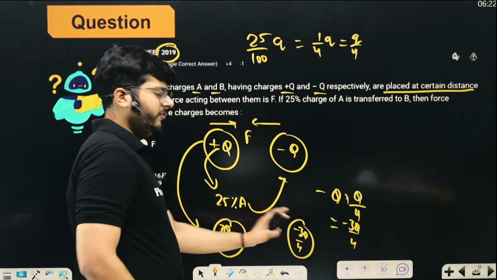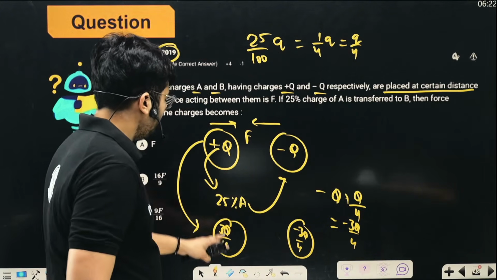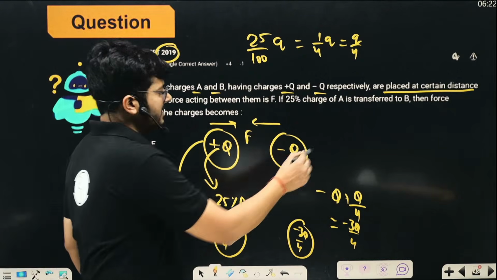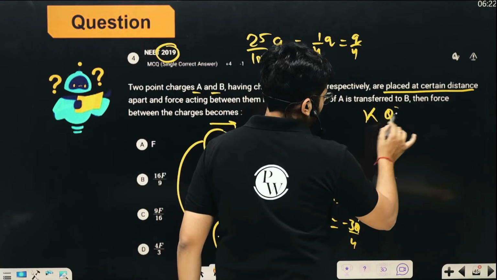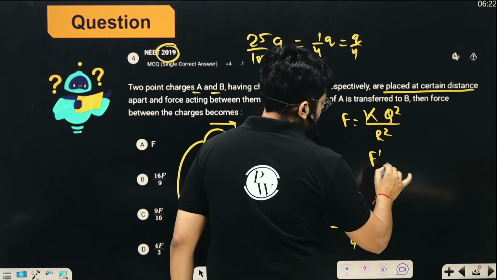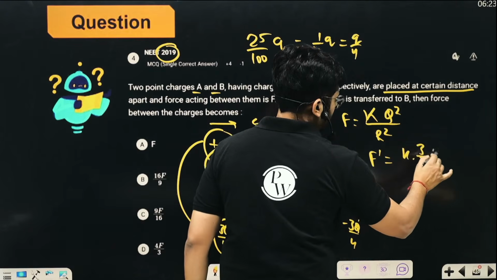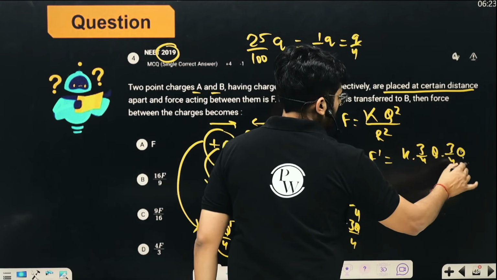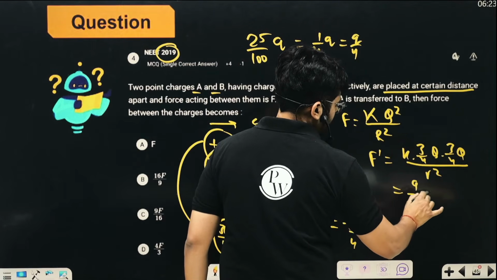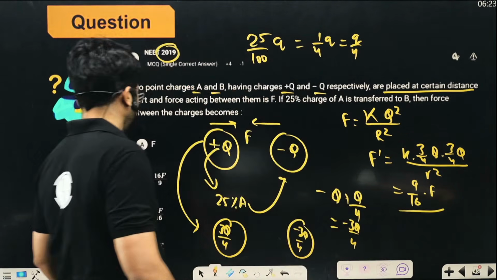Now what will be the net force? The net force will be K times Q1 Q2 by R square. R is the same. Previously the value KQ square by R square was the original force F. Now the new force is K times 3 by 4Q into 3 by 4Q upon R square. So 3 by 4 square, which is 9 by 16 times the previous force. I hope the idea is very, very clear, right?